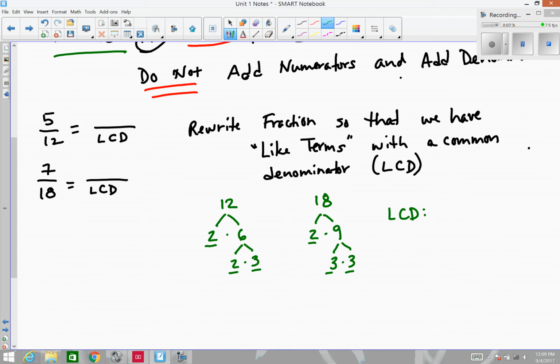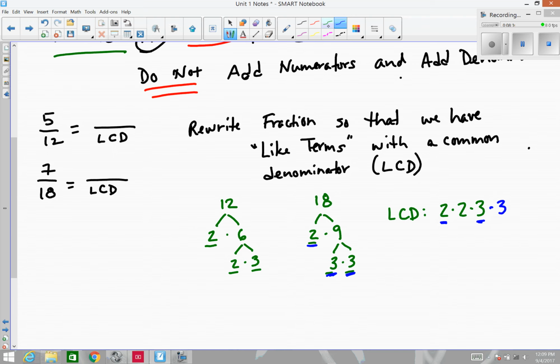I'm going to start out with using the prime factorization for either one of my numbers. If I choose the 12, that would be 2 times 2 times 3. Now what I want to do is take a look at the prime factorization for my other denominator, the 18, and I want to make sure that I have a 2, which I do, a 3, which I do, and I need another 3, so I'm going to need to multiply this all by 3 again.